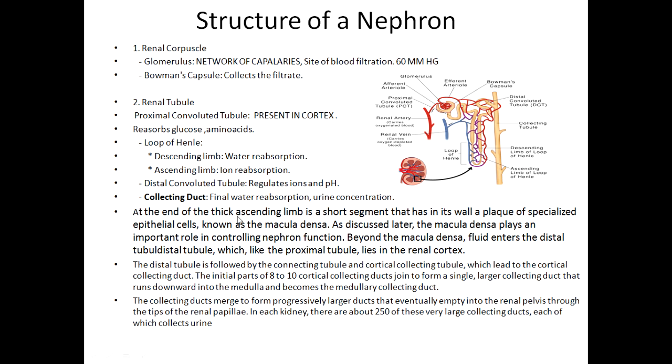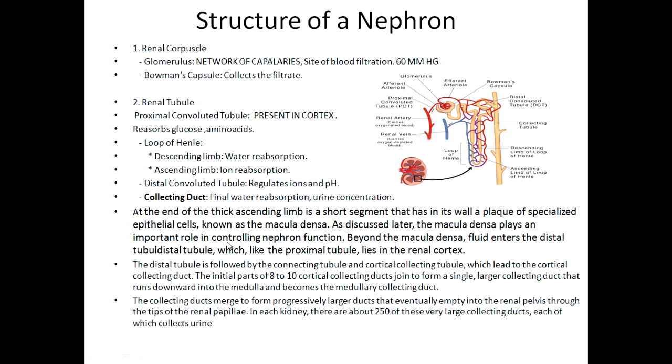At the end of a thick ascending limb, there is a short segment that has in its wall a plaque of specialized epithelial cells known as macula densa. As discussed later, the macula densa plays an important role in controlling nephron function. Beyond the macula densa, fluid enters the distal tubule, which, like the proximal tubule, lies in the renal cortex.